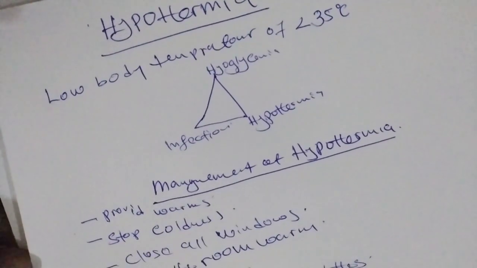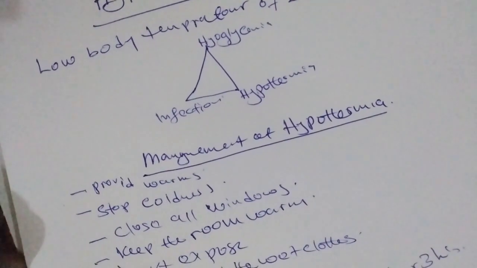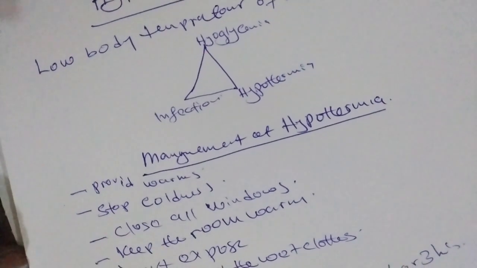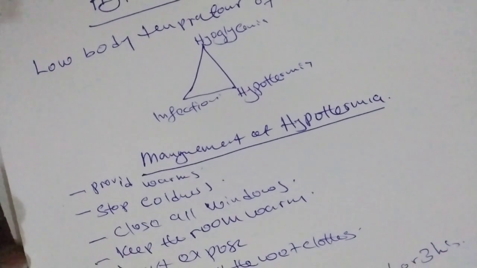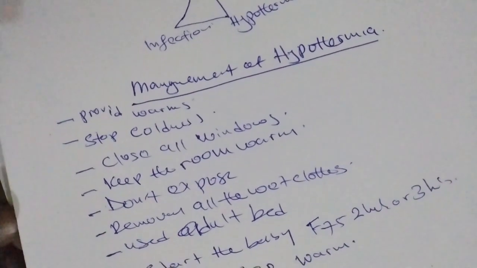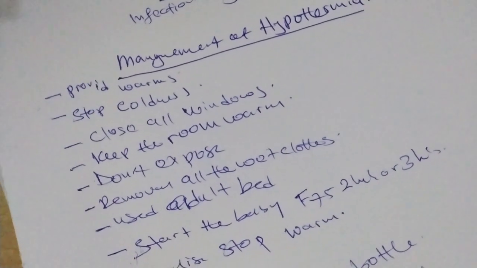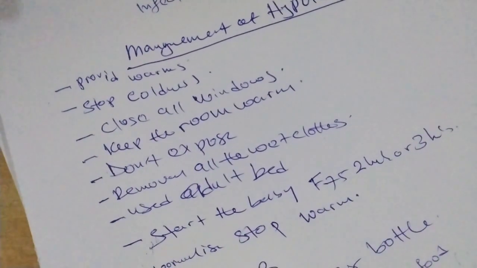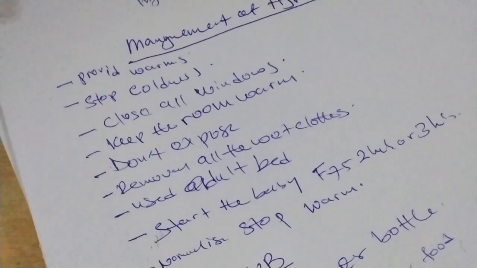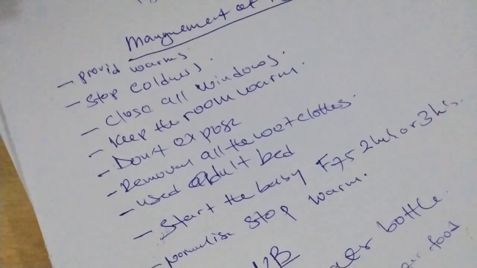So in recap, we said hypothermia is a low body temperature of less than 35 degrees Celsius. And if you are managing hypothermia, you should also bear in mind that there is also hypoglycemia and infection. In the management of hypothermia, we said we have to provide warmth, we have to stop coldness, close all the windows, keep the room warm, don't expose the baby, remove all the wet clothes and beddings, use an adult bed so that the mother can sleep together with the child to provide warmth, that is kangaroo care.